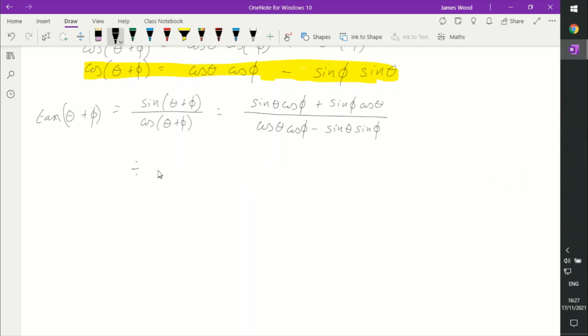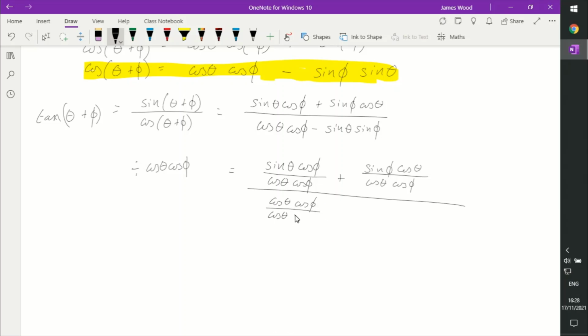So I'm going to divide everything by cos theta cos phi. But because I'm doing it to the top and the bottom, this is valid because it won't affect its value. So I've got sine theta cos phi divided by cos theta cos phi plus sine phi cos theta over cos theta cos phi, all divided by cos theta cos phi over cos theta cos phi minus sine theta sine phi all over cos theta cos phi. Now we can start simplifying this down.